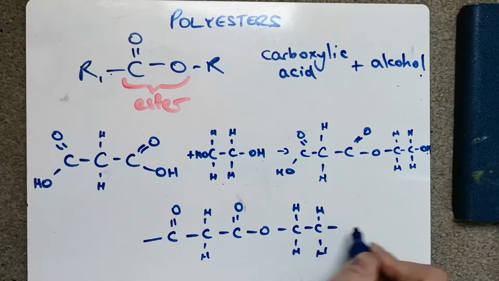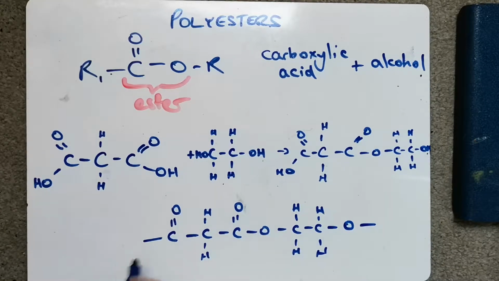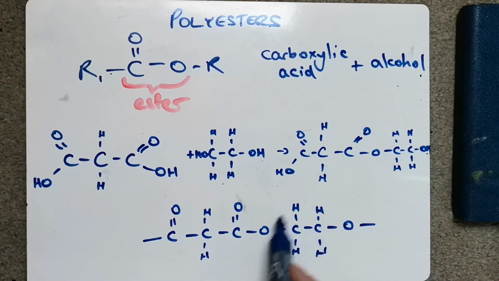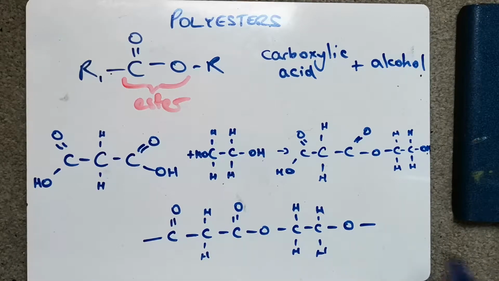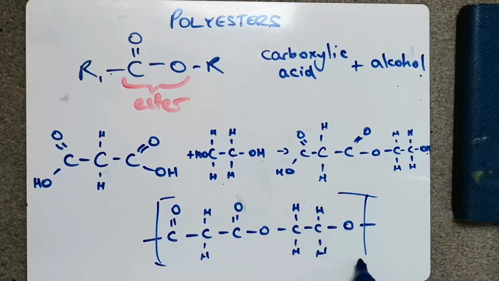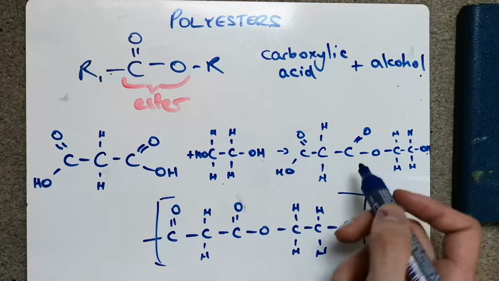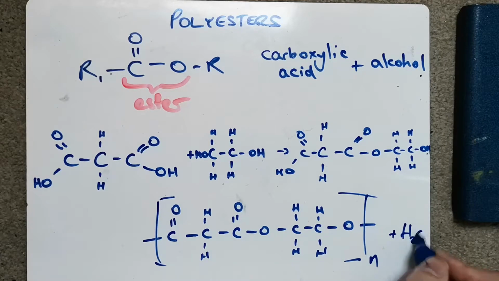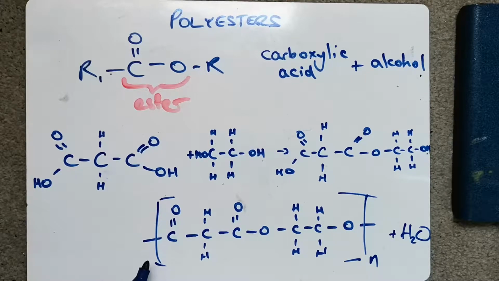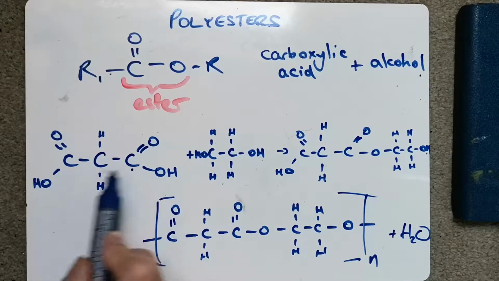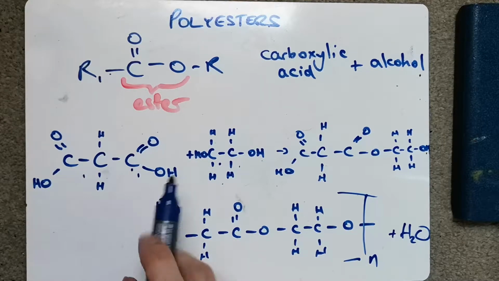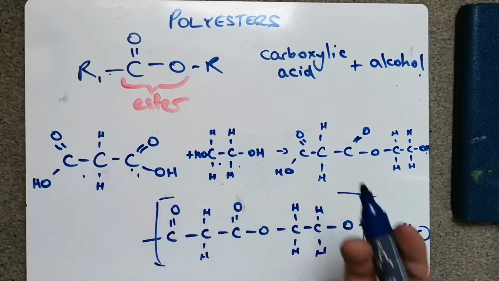It will look like this, where we've got our dioic acid on this side, then our alcohol group, the diol, has gone there, then we can get another dioic acid here, another alcohol after that. I always like to put it in brackets with an n. Each time they combine, they'll give off water, which is where we get condensation from, this idea that water's being given off. So it's known as condensation. So this is how we form polyesters. A dioic acid reacting with a diol will form esters.